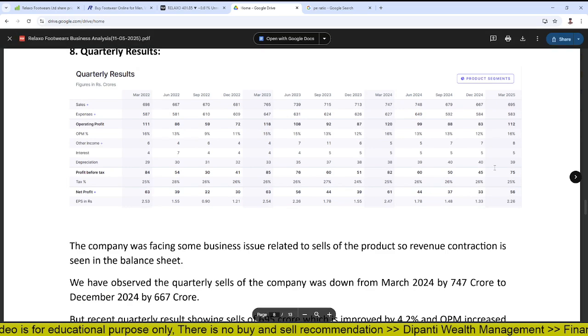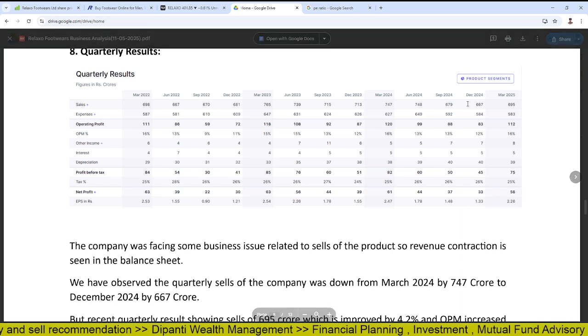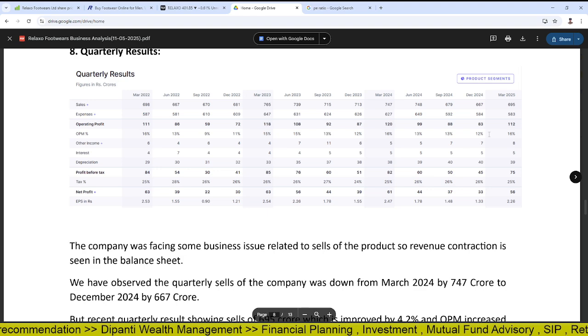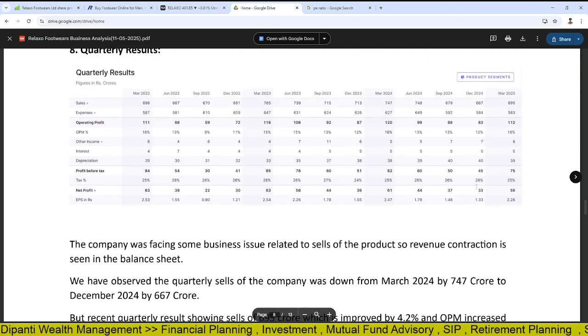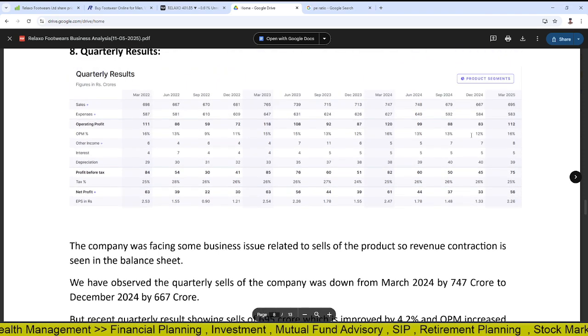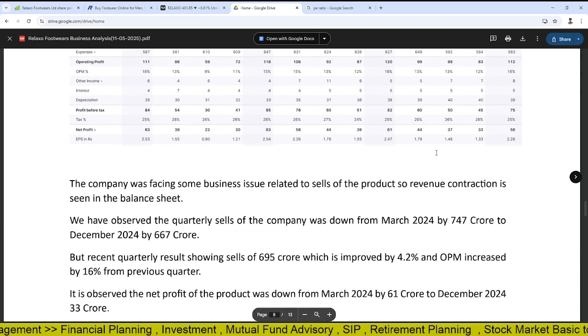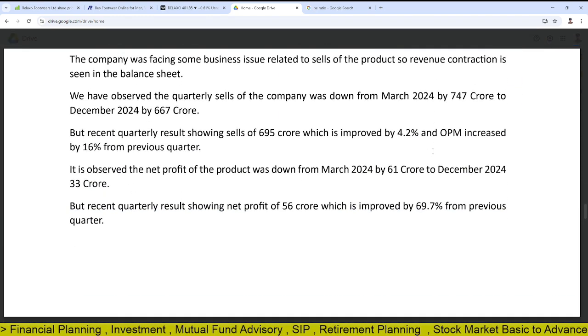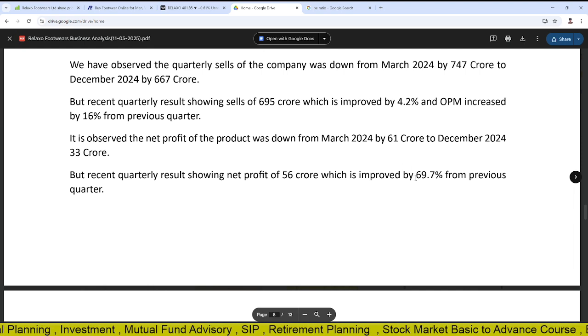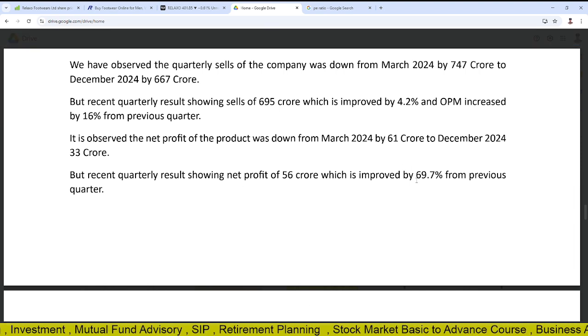And in the quarterly result, we have seen that the company is right now at 56 CR profit after tax. So from 37 CR to 56 CR, from September 2024 to March 2025, it is consistently increasing its profit. That is a good sign. And also the operating profit margin has increased from 12% to 16%. So overall we can see 69.7% profit growth from last quarter.